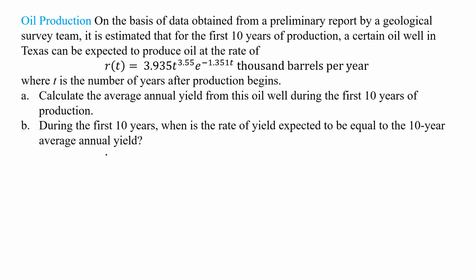And then during the first 10 years, when is the rate of yield expected to be equal to the 10-year average? All right, so what we're going to have to do for A is take the first 10 years, so we're going to go from 0 to 10, and we're just going to take the integral of R of t dt divided by 10 minus 0. Okay, so let's go get in our calculator.